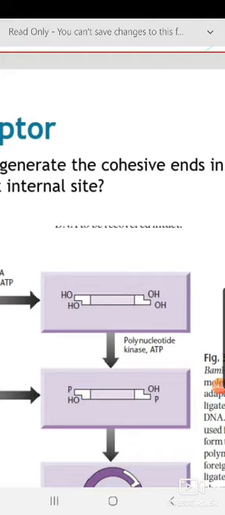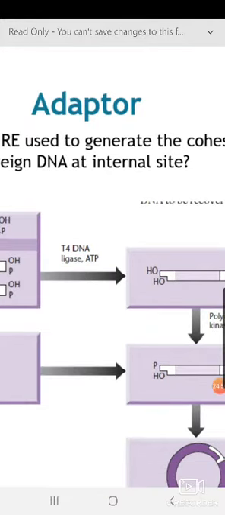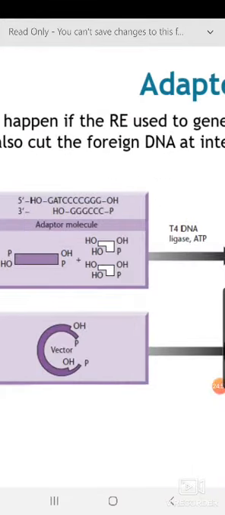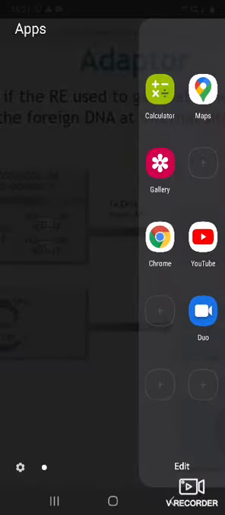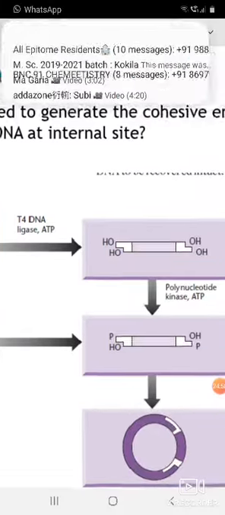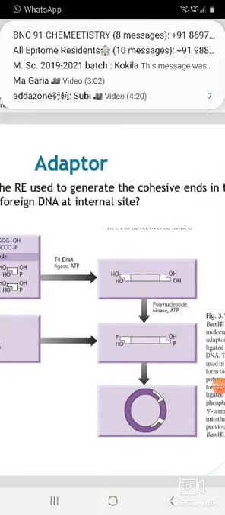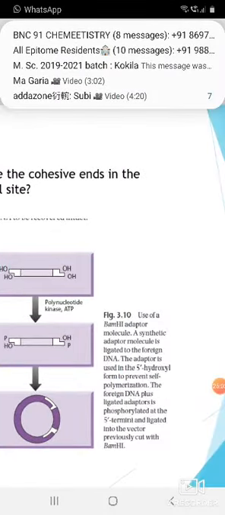Now what will happen? Polynucleotide kinase, PNK. I'm giving another enzyme. You remember I already taught you the role of PNK. It can do end labeling. It labels the 5' phosphate group. Now with this, you can use the vector which is already treated with BamH1, and then it can be linked with your vector.